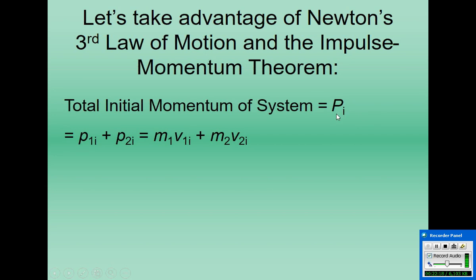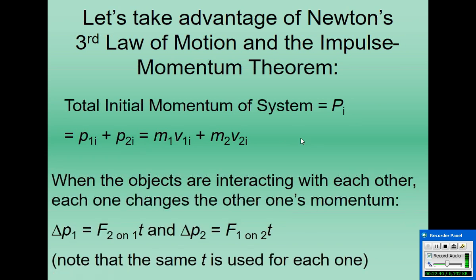The total momentum of the system, capital P initial, is equal to the initial momentum of the first object plus the initial momentum of the second object. And assuming the masses of each object don't change, that's M1 V1 initial plus M2 V2 initial. When the objects interact with each other, the momentum of object 1 is going to change, and the momentum of object 2 is going to change.